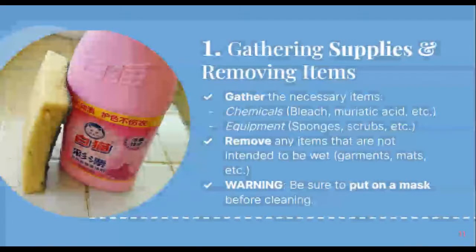So gather the necessary items that you would need, which consist of 2 categories: chemicals, which could be bleach, muriatic acid, etc., and the equipment, sponges, scrubs, etc. And before actually doing all of this, remove any items that are not intended to be wet, whether it be your garments, your mats, any extraneous items in your bathroom that you don't want saturated. And just a warning, be sure to put on a mask before cleaning, because again, your safety matters first.